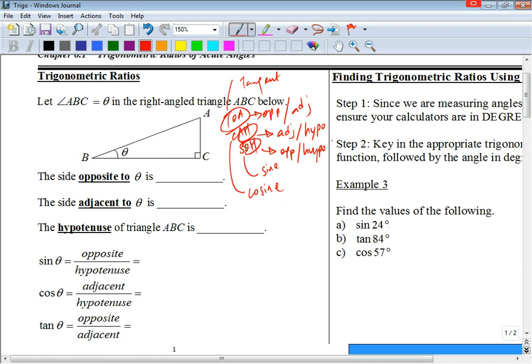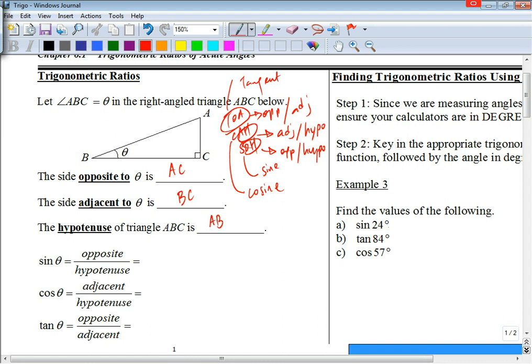Let us take a look at the definitions. Okay, on your worksheet, we have a right angle triangle ABC, and I have angle ABC. I call it theta. Okay, this symbol is called theta. Now, what is the side opposite to theta? AC, right? Okay, easy. What is the side adjacent to theta? Okay, and the hypotenuse is AB.